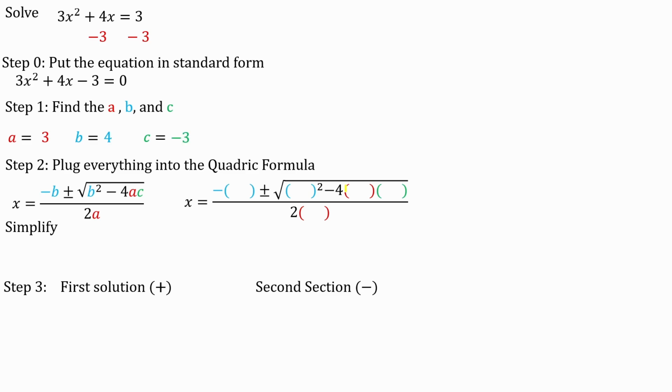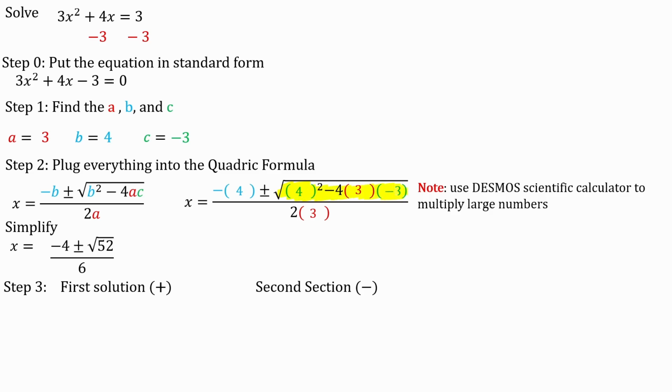The quadratic equation is negative b plus and minus the square root of b squared minus 4ac, all over 2a. So it becomes negative 4 plus and minus the square root of 4 squared minus 4 times 3 times negative 3, all over 2 times 3. We can now use Desmos to simplify. It is the stuff on the inside here. We have to plug it into the calculator, and when I plug that into the calculator, I notice that it is the square root of 52. So here we have negative 4 plus and minus the square root of 52 over 6.